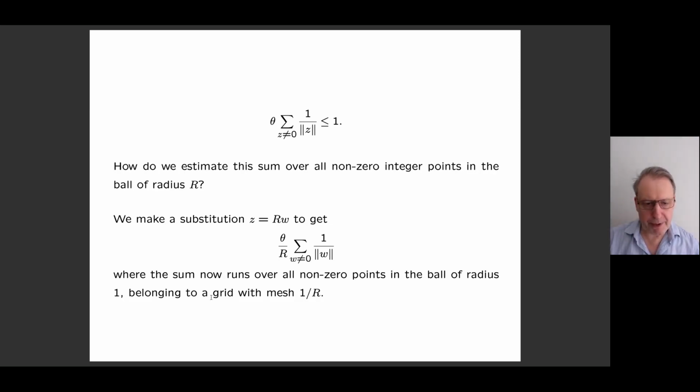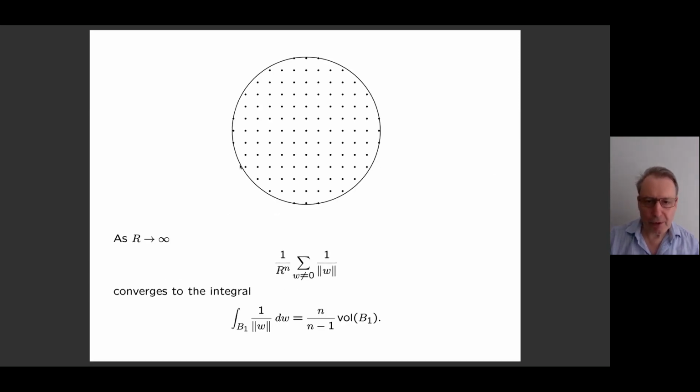And no longer integer points, but points belonging to a grid with a very fine mesh. So I've rescaled by a factor of R, and so the mesh size is no longer 1 for the integer points, but it's now 1 over R for these rescaled points. So here I've drawn the same picture again, except this time it's now the ball of radius 1. So you interpret it differently, even though it looks similar to the previous picture. It's actually telling you something very different. These points are no longer integer points. These points are now very close together. Their distance is 1 over R between neighboring points. And so you have this very fine mesh laid over the ball of radius 1.